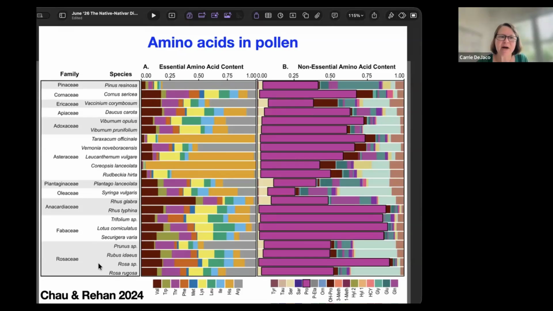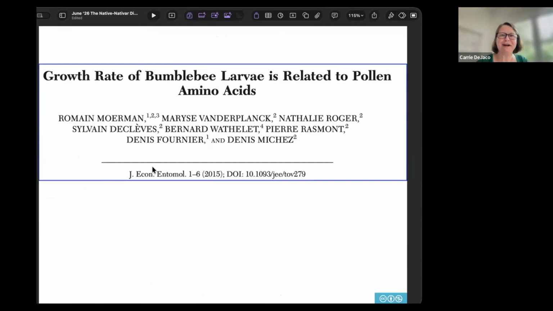It was so cool to think about how different all of these food sources are for our pollinators who are feeding on them. I thought this was a funny headline: growth rate of bumblebee larvae is related to pollen amino acids. This is just something that we haven't thought about with regards to things like pollinators, but we certainly know that the growth of our own children is related to the amount of protein in their diet. Lo and behold, the amount of protein available in the diets of bumblebee larvae also affects how quickly they're able to grow up and mature and be healthy.